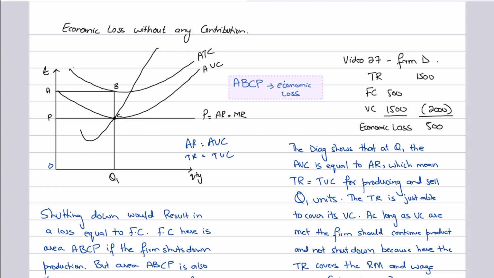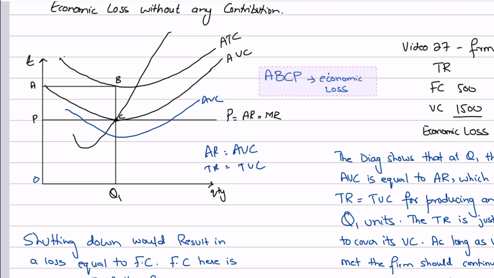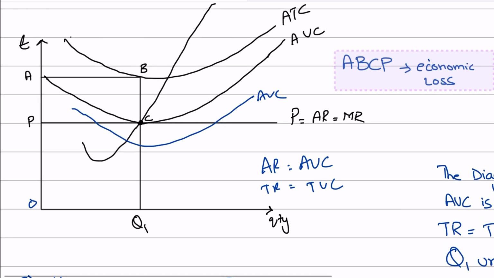Total contribution exists when the average variable cost curve is below the average revenue curve. Let's suppose there was a situation where this would have been the average variable cost, then this area would have represented total contribution, right? But since this is not the case, the point that corresponds to the average variable cost is also the point that corresponds to average revenue.